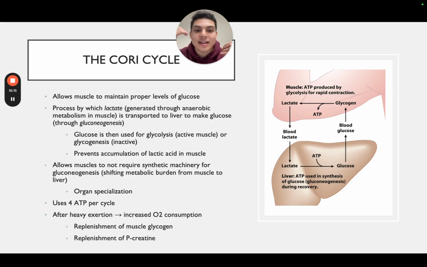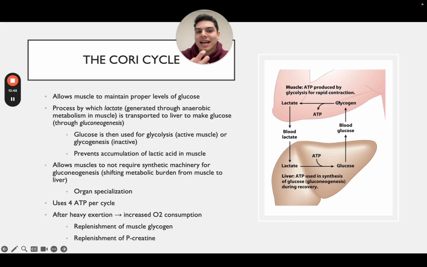The liver is almost like our cleanup organ, like it cleans everything up. So the Cori cycle allows the muscles to maintain proper levels of glucose. And the way it does so is by processing lactate, which is generated through anaerobic metabolism in muscle. So the muscle generates the lactate. Lactate goes into the blood and then gets into the liver through the portal vein, as we mentioned before. And once the lactate is in the liver, ATP is going to be used in the synthesis as it gets converted from lactate to glucose. And now that it's glucose, it'll go back into the muscle and get converted back into glycogen.